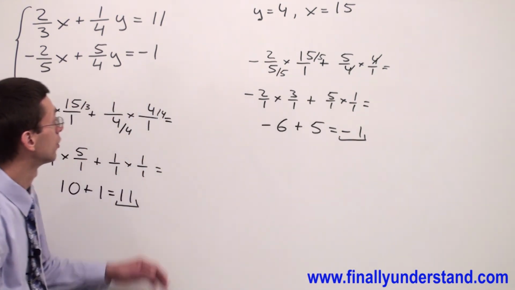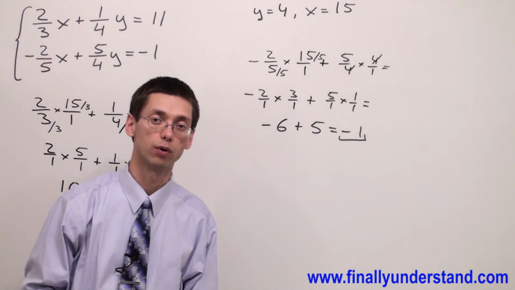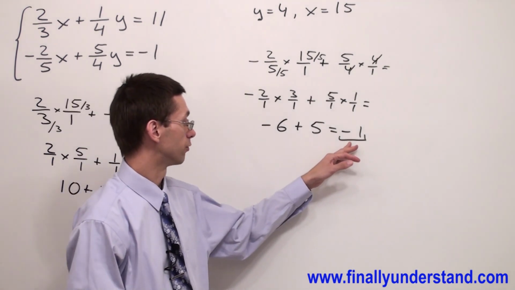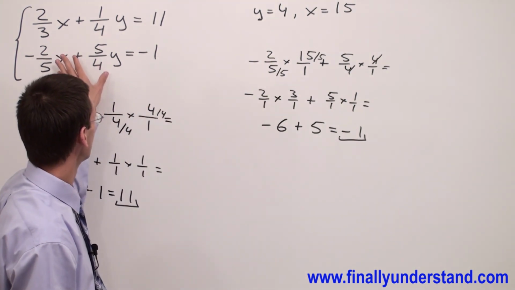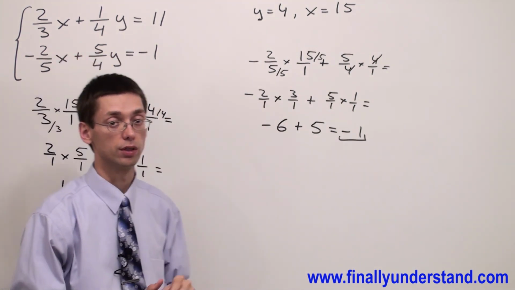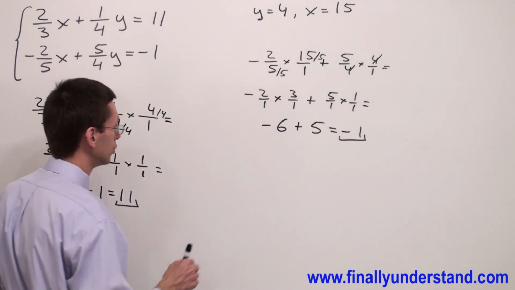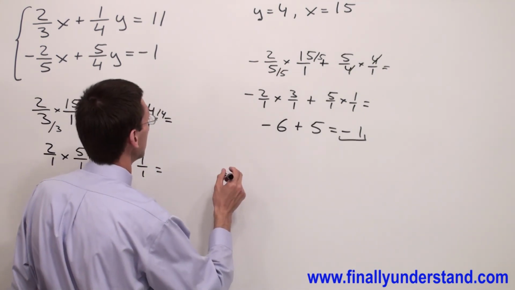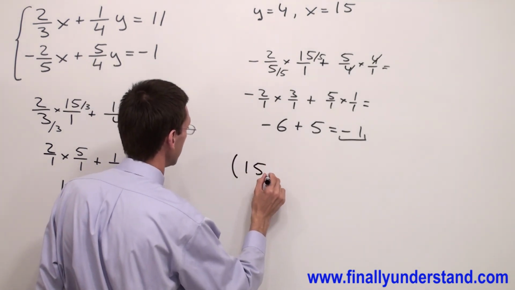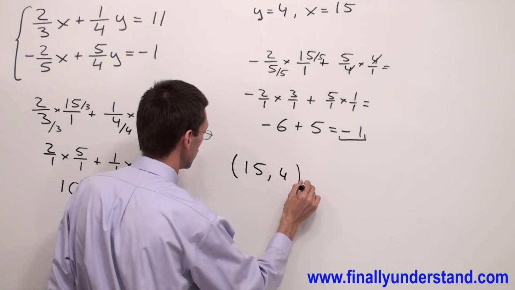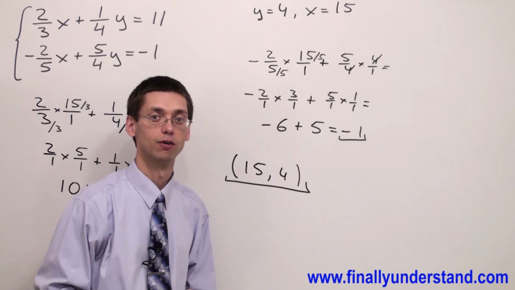Please notice that on the right side of my second equation I have also negative 1. And I got negative 1 over here. It means that the left side of my equation is equal to the right side. So we can say that the ordered pair x equals 15 and y equals 4 is the solution to my system of linear equations.